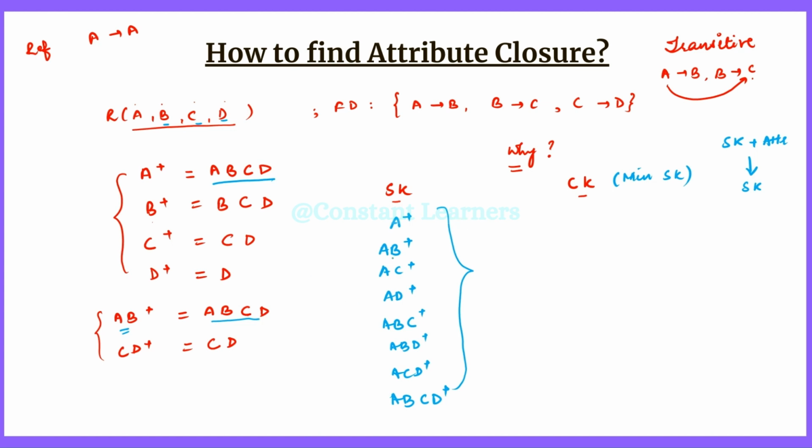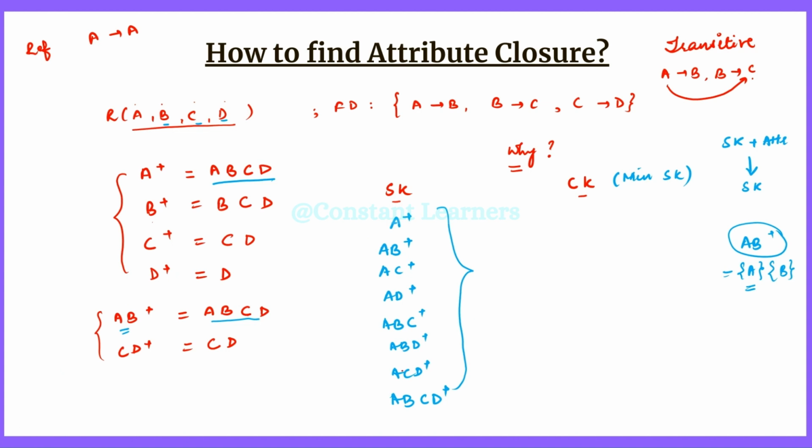Now, if we take the proper subset of AB, right? Proper subset of this will be A and B, right? Now, A itself is a super key. So, then this cannot be a candidate key. A minimal super key is the one that does not have any other super key in this. That means that super key should not be made with any other super key.